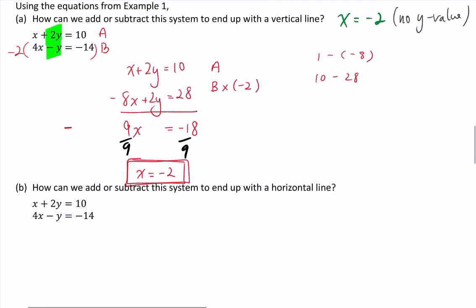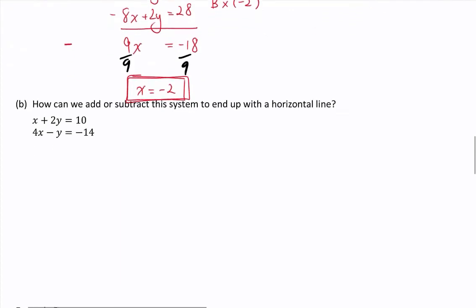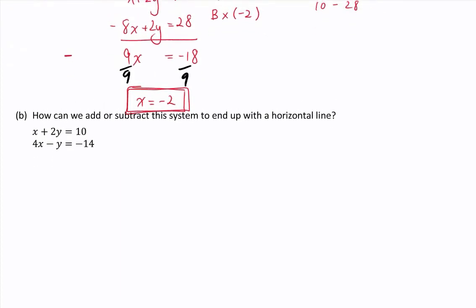All right, let's try this one more time and see if you can do this one yourself. How could I add or subtract these two equations, A and B, in order to get a horizontal line? In this case, we know that y needs to equal 6. Therefore, there is no x value. So how can I add or subtract these two equations, with a bit of multiplication, to get rid of the x value? So we're dealing with this part now. Pause the video and try it yourself.